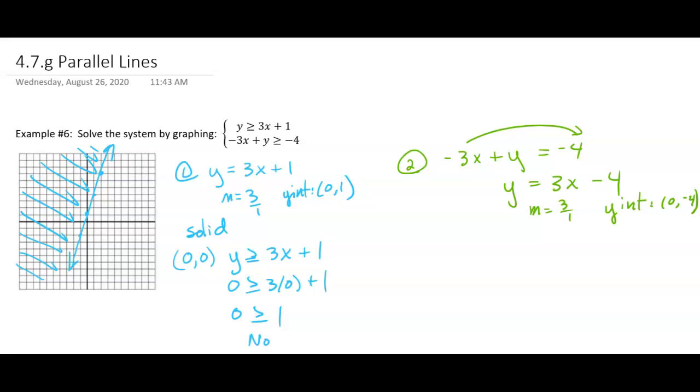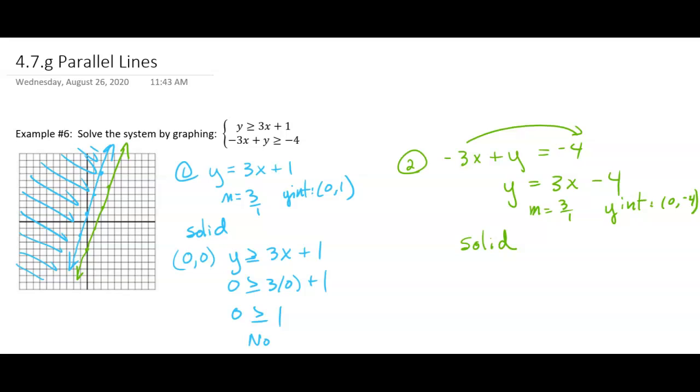Okay, so 0, negative 4, 1, 2, 3, 4 down there. And my slope is up 3, 1, 2, 3 over 1. These are 1, 2, 3 over 1. Really close together. Not much space in between. Solid line or dotted line? Solid line. You always have to check. It's got the equal to part. Okay. Hopefully they look pretty parallel.